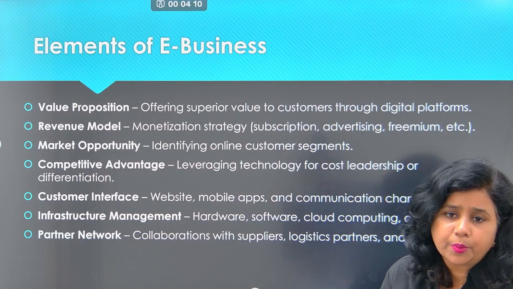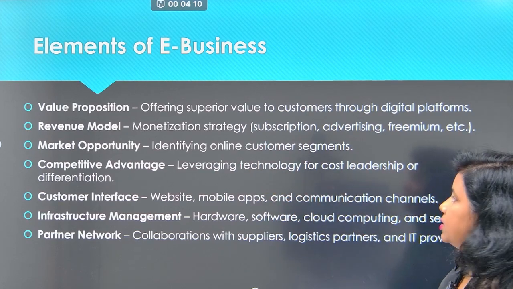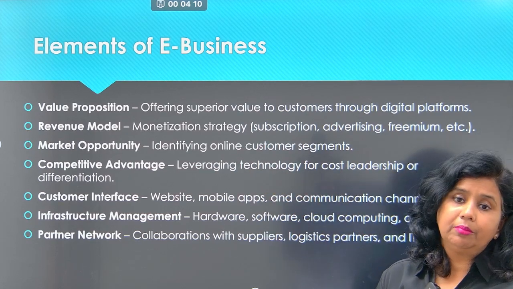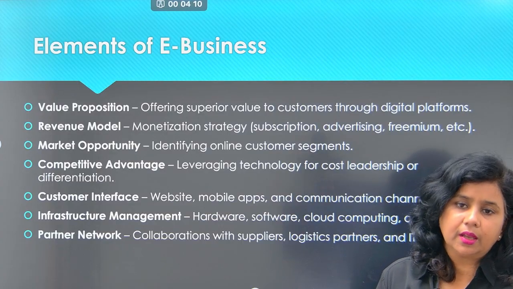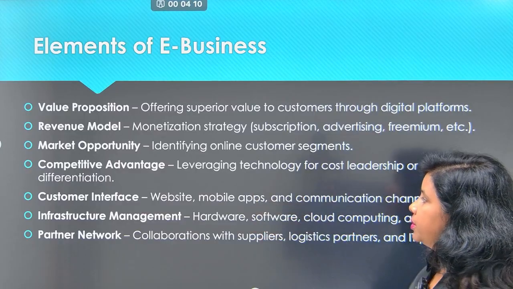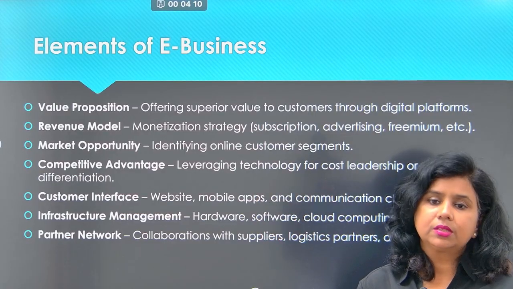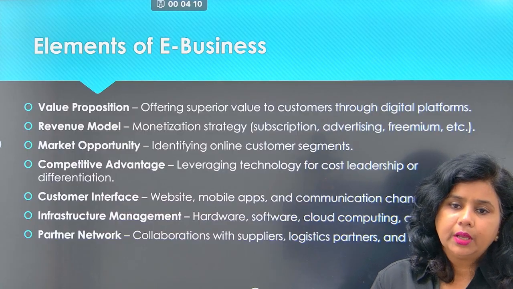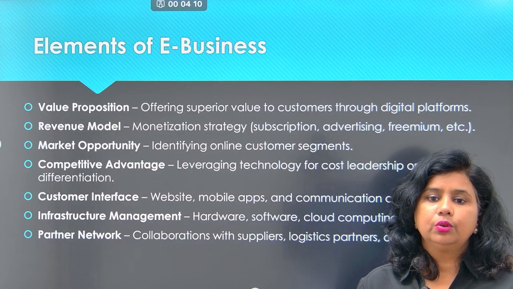There should be a market opportunity for your product, and you must identify your customer segment. The entire segmentation, targeting and positioning process has to be taken care of whenever you are doing e-business. And there should be a competitive advantage where you should be able to differentiate. You must define your differentiator, and based on that you must design your USP.